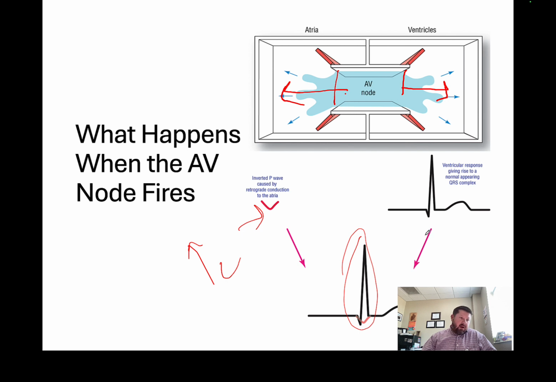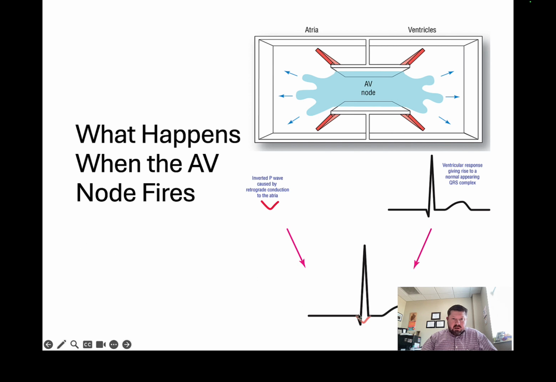So this figure right here illustrates the appearance of a junctional complex with a buried P wave. So the P wave is actually buried here. One of the things that we're going to see with junctional rhythms is that the P wave is either going to be absent, inverted, or it's going to be post QRS, or after the QRS.